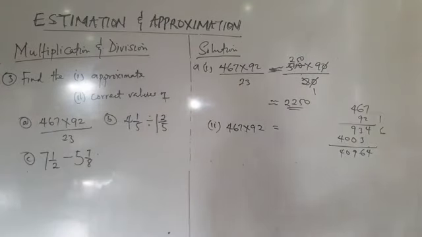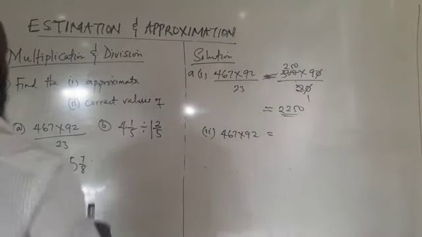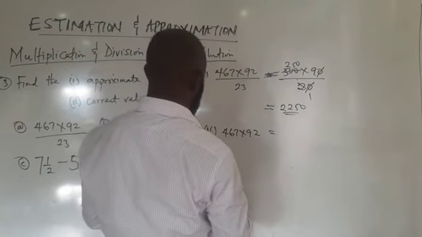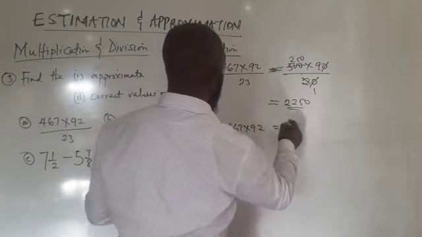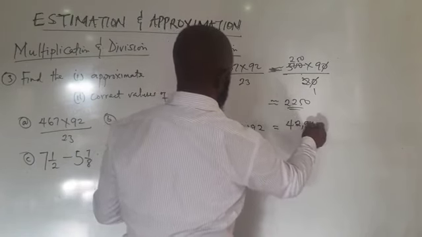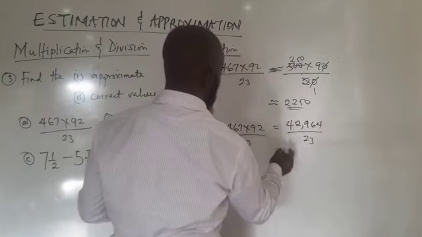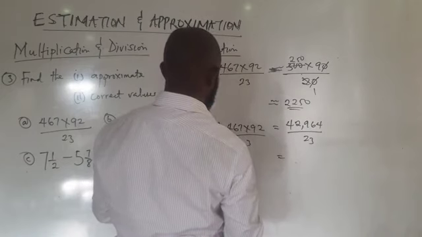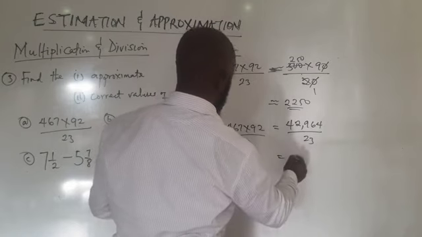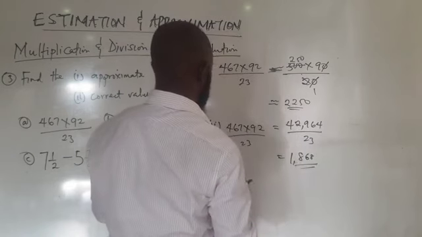Let's be faster than this. So multiplying this by this, that's 467. So 467 multiplied by 92. So that gives 42,964. So divided by 23. So this will then give us divided by 23, and that gives us 1,868. So that is the answer.